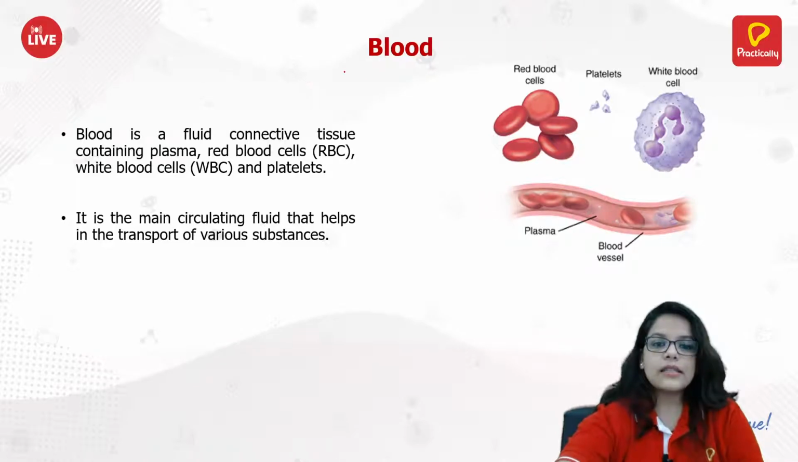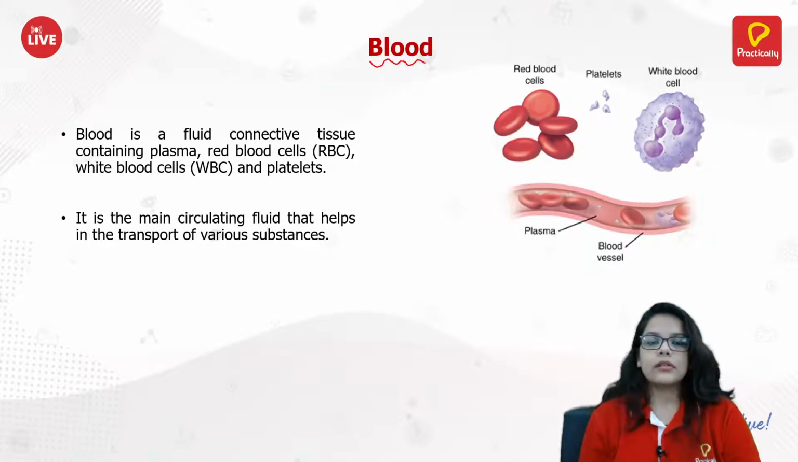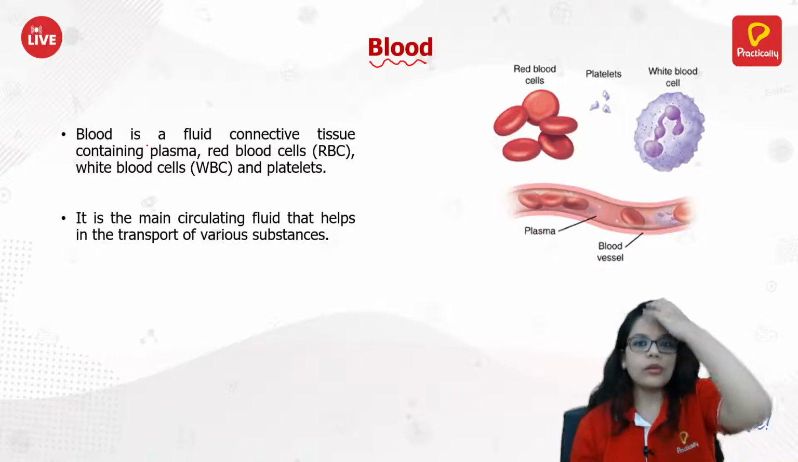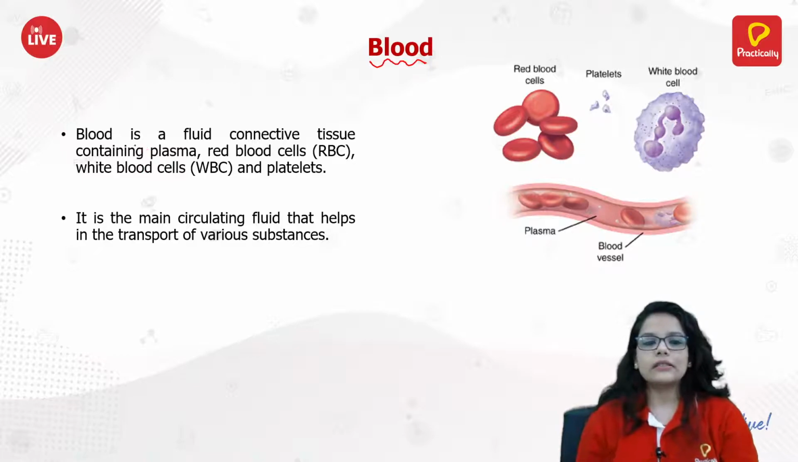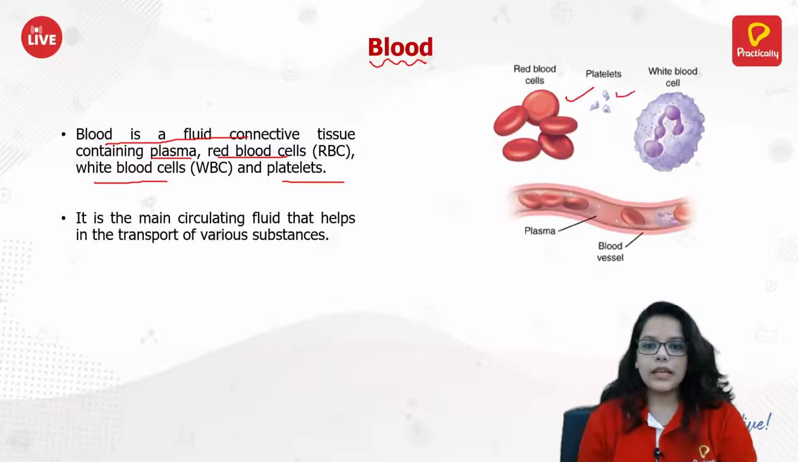Now, the last thing is blood. We all know what blood is. We have seen blood. Most of us have got cuts and scratches, and there is a red kind of fluid which comes out. That is the blood. Blood is a fluid connective tissue containing plasma, red blood cells, white blood cells, and platelets. So they have RBCs, platelets, and plasma. Plasma is like a yellow colored fluid.